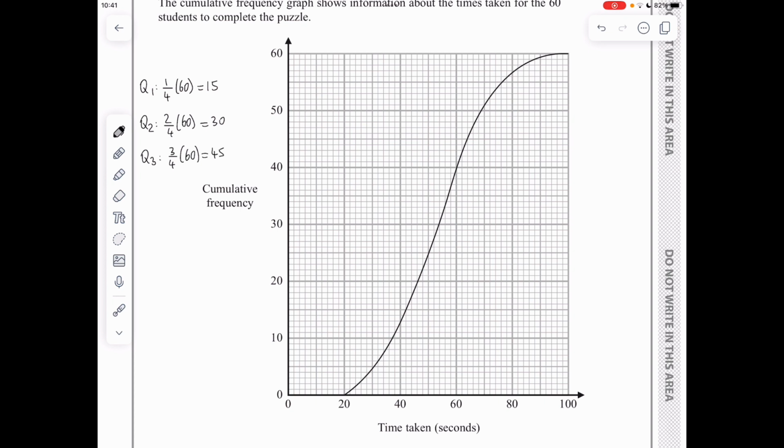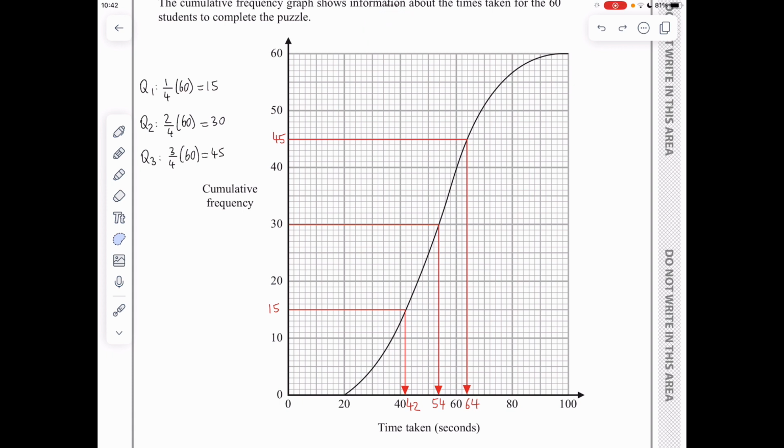And I will use my cumulative frequency diagram to determine the times corresponding to Q1, Q2, and Q3. So starting from 15, we go to the right and down, and we see that it is 42, the lower quartile. For Q2, go at 30 to the right and then down, and we read off the value of 54. And similarly for Q3, from 45, we go down, we read off the value of 64.